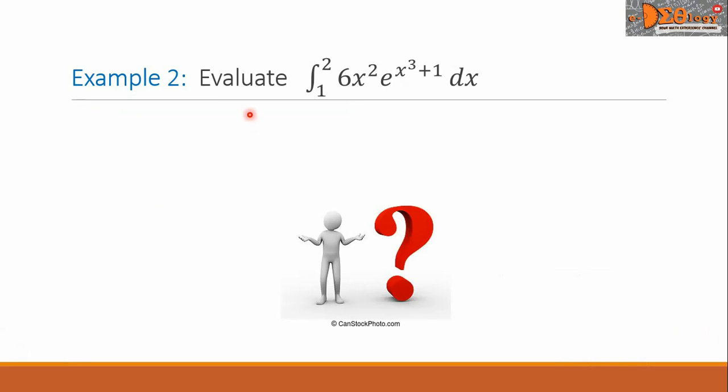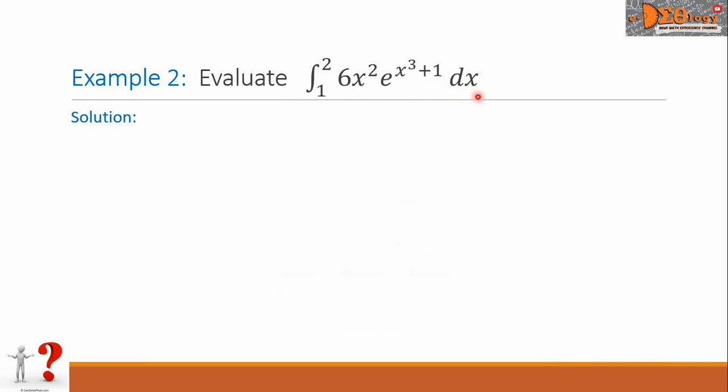Example 2. Evaluate the integral from 1 to 2 of 6x squared times e raised to x cubed plus 1, dx. For our solution, let us choose u to be the exponent of the e, the x cubed plus 1. So du is equal to 3x squared dx.